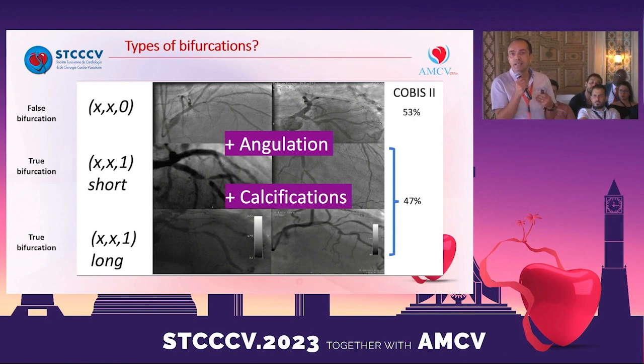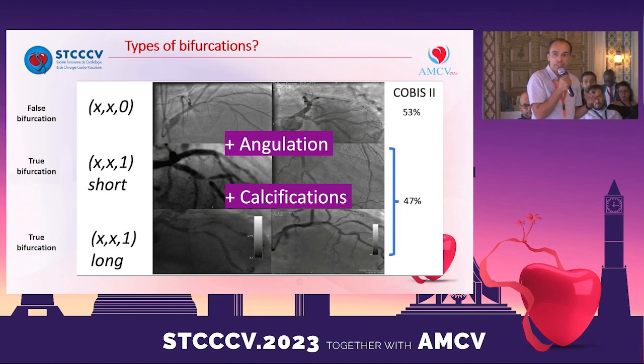And there are also the true bifurcations, of two types. Type 1 with a short lesion of the side branch, and type 2 with a long lesion of the side branch. We should also analyze the angulation and the importance of the classifications to guide our therapeutic strategy.